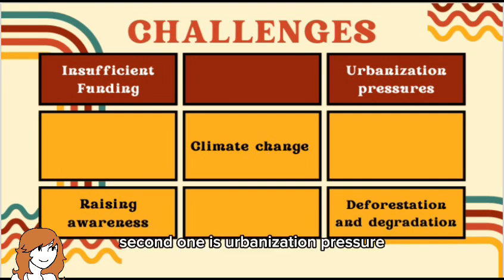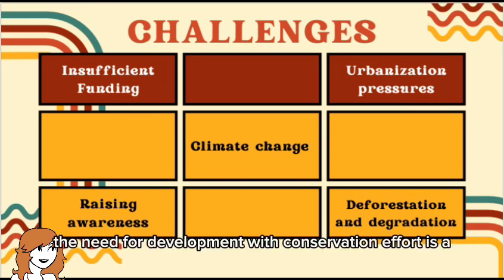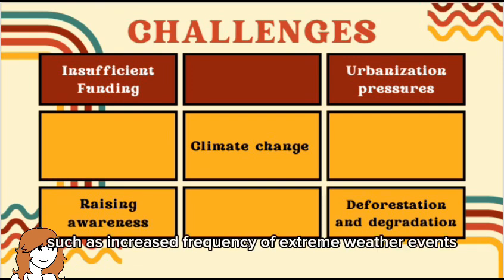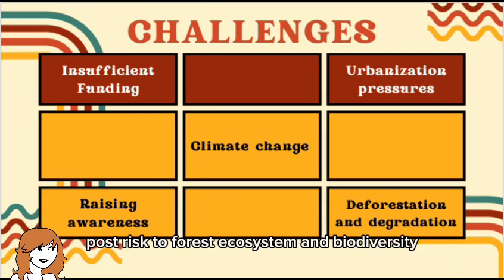The second one is urbanization pressure. The expansion of urban areas places increasing pressure on forested regions, including those managed by FRIM. Balancing the need for development with conservation efforts is a significant challenge. The third one is climate change. The impact of climate change, such as increased frequency of extreme weather events, poses risks to forest ecosystems and biodiversity. These changes can affect the health and resilience of forests.